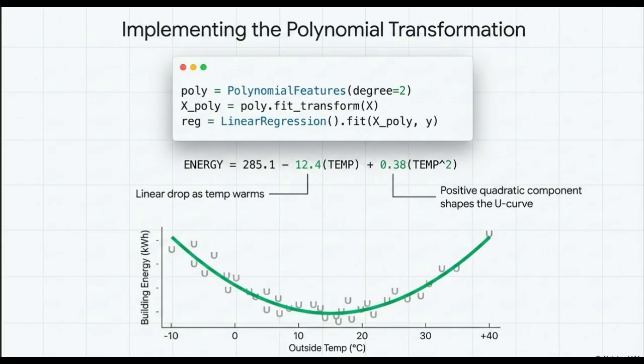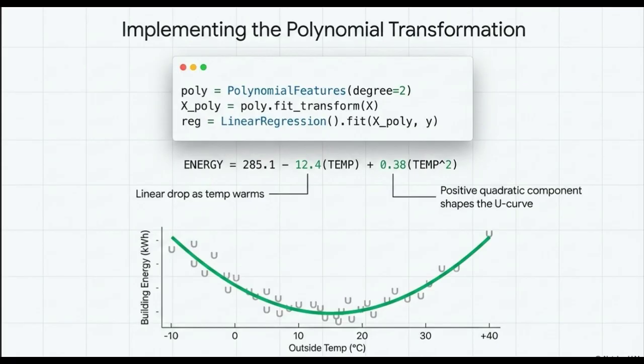Finally, line 3. We set reg equal to LinearRegression().fit, passing in our newly created x_poly and our target variable, y. And line 3 trains the linear regression model on the transformed data. Notice the crucial detail here. We are feeding it the expanded data, x_poly, not the original linear data. Let's look at the output that this model actually gives us.